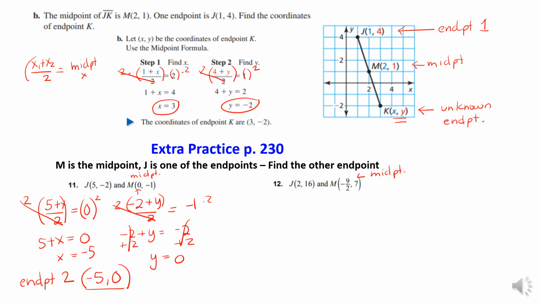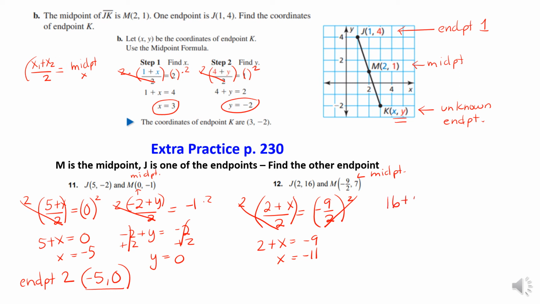So don't forget that. And we're going to say 2 plus x, because that's our missing one, divided by 2 equals negative 9 over 2. Now this is interesting because we have two fractions. So again, we can do the same thing we did before. Multiply both sides by 2. Those cancel. We get 2 plus x equals negative 9. X equals negative 11. Okay? So that worked out. Now we're going to try the other one.